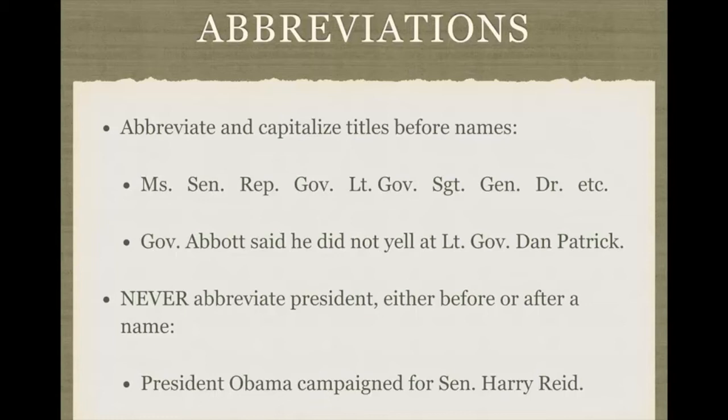So if it's Governor Abbott, or Governor Greg Abbott, if that's the first reference, Gov. would be capitalized and abbreviated. If you just said the governor, you would spell out governor. But if it comes before his name, you use it capitalized and abbreviated. So in that sentence, you can see I have two titles that I have abbreviated because I have both names. Gov. Abbott said he did not yell at Lt. Gov. Dan Patrick.